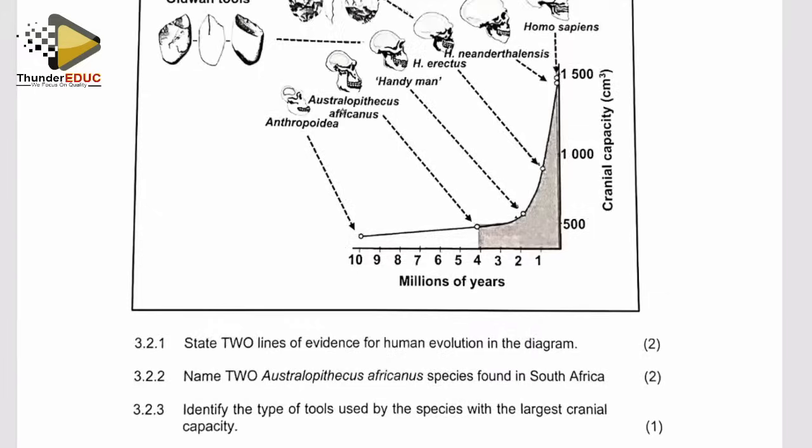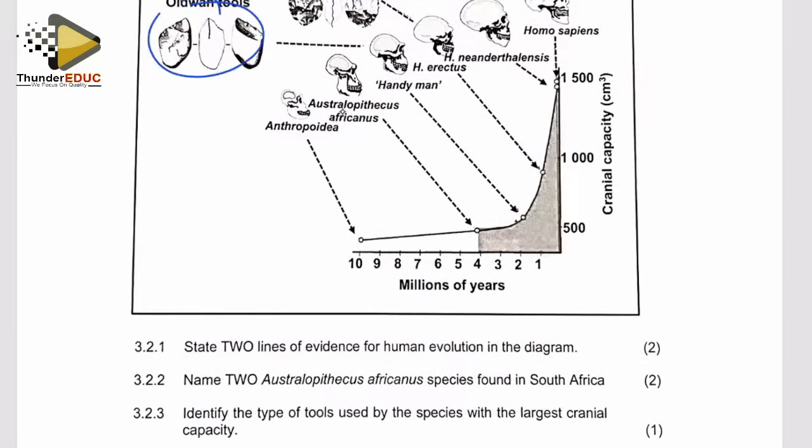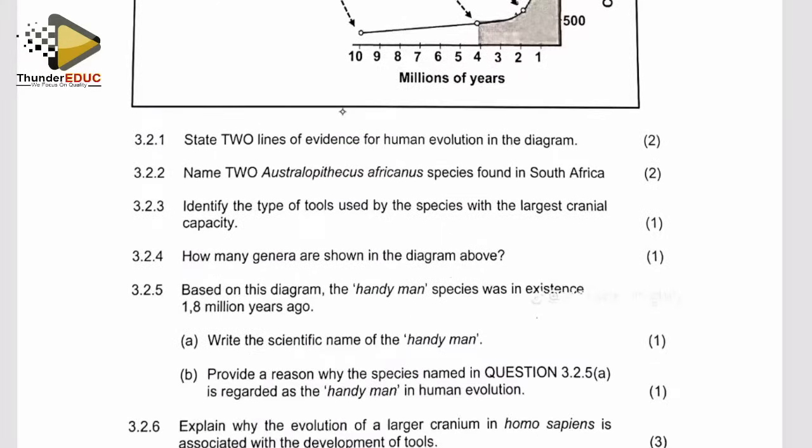In this case, we see that we have the tools, and then we have the fossils. Remember, when you're explaining, you don't say tools. Remember, the evidence is cultural evidence. An example of cultural evidence is use of tools. So the answer here is cultural evidence, and number 2 is fossil evidence. Then they're saying name 2 Australopithecus africanus species found in South Africa. We talked about them: Taung Child, Littlefoot, and Mrs. Ples. So these are easy to identify.